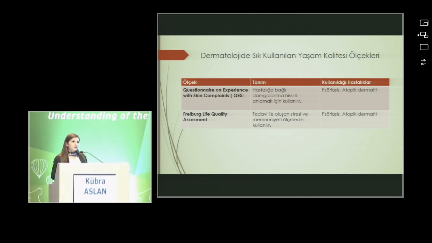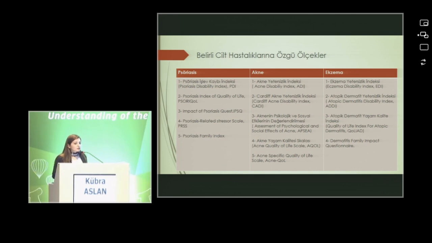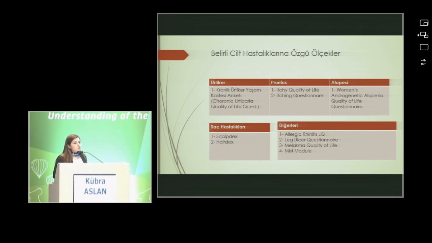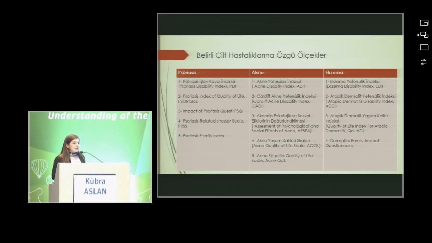Fireberg Life Quality Assessment is another scale. Through the treatment, the stress of the patient and the gratification of the patient is tried to be understood. It is used for psoriasis and atopic dermatitis. I just categorized different scales, and these are used for psoriasis, acne, and alopecia. In psoriasis, the Loss of Function Index is present, and this index recently has been translated into Turkish. That's why it might be used in psoriasis patients. The other scales don't have a Turkish version, but I added them anyway.